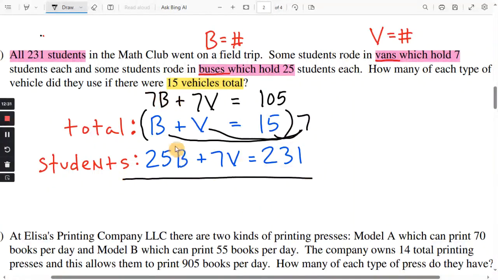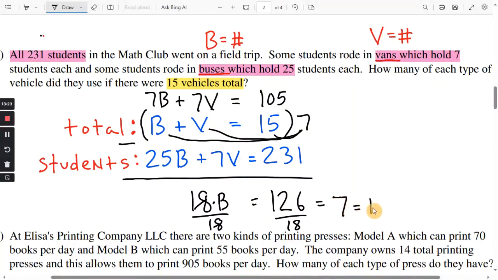All right, we can add or subtract. We can even subtract going up. I'm going to do it that way. 231 minus 105. 231 minus 100 is 131. Minus 5, that's 126. 7V minus 7V is gone, cancels. 25B minus 7B is going to be 18B. All right, this is 18 times B. The opposite of times 18 is divided by 18. And that cancels. 126 divided by 18 is 7. So that's the number of buses.